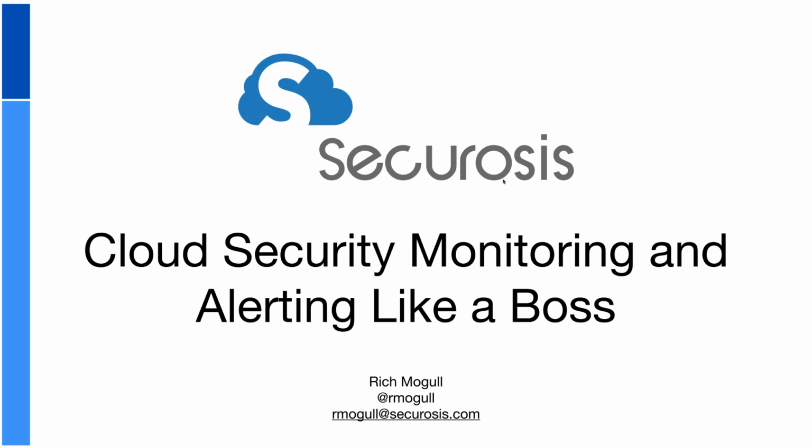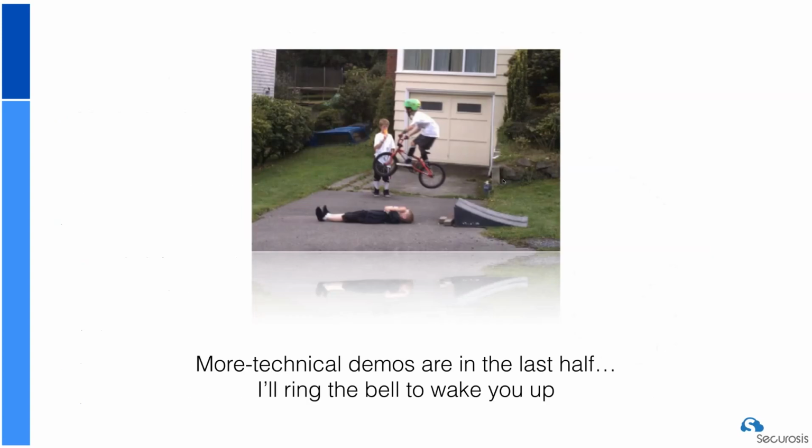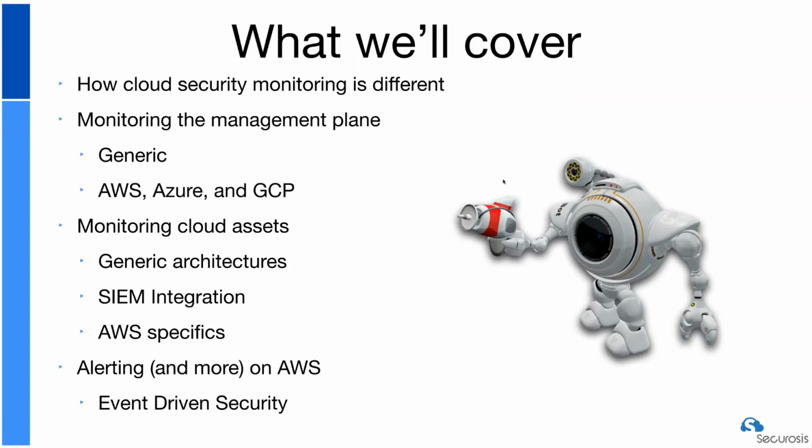And so the goal today is to walk everybody through what's different about cloud security monitoring, and then we're going to focus in on those areas. We're going to talk about how you secure the management plane. I'll talk in generic terms, and then I'm going to tell you some of the specifics on the different platforms, and then get into how you actually monitor your assets up in the cloud. We'll talk again some generic architectures, and then we'll dig down into Amazon.